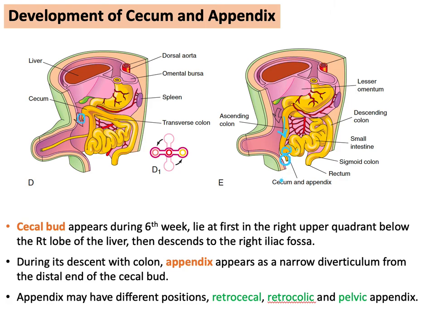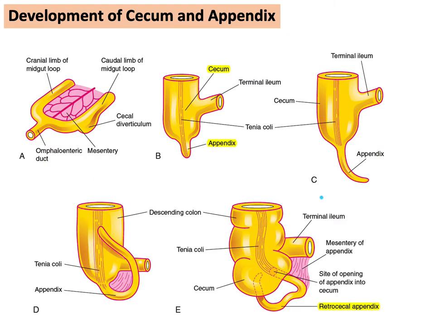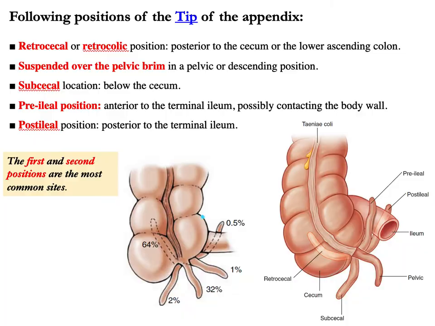Now, because the appendix forms during the descent of the cecum and ascending colon, its position varies. Sometimes it's behind the cecum, sometimes it's behind the colon. That's why it's called retrocecal, that means behind the cecum, or retrocolic, behind the ascending colon, and sometimes hanging down in the pelvis, called pelvic appendix. Yes, this is what I mentioned.